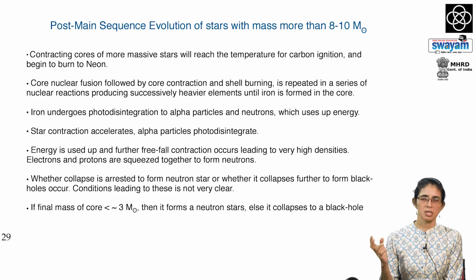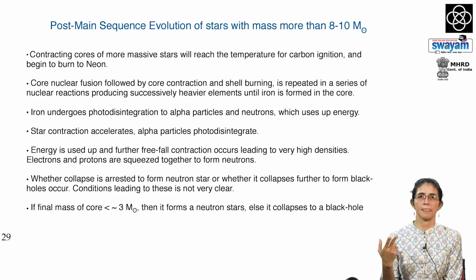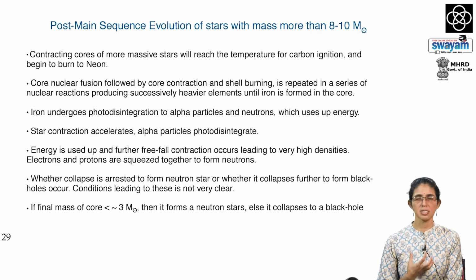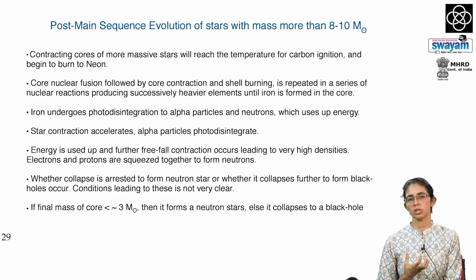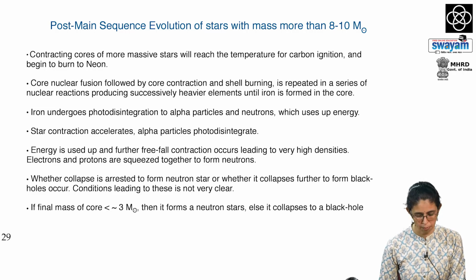The outer envelopes, it is not very certain what happens, but observationally it has been seen that the outer envelopes are thrown out during the formation of these kind of very compact objects like the neutron stars or the black holes, because if the core is unable to support the gravity by neutron degeneracy pressure, it can undergo further contraction and form a black hole.